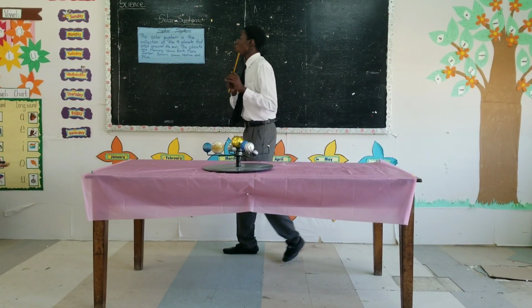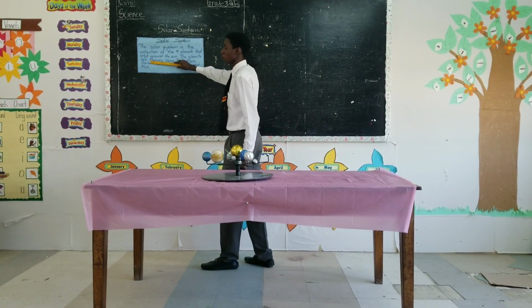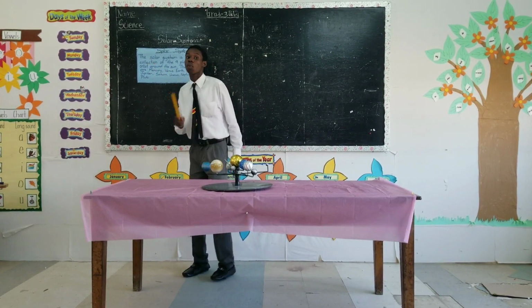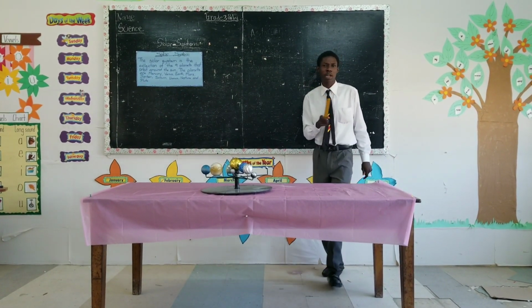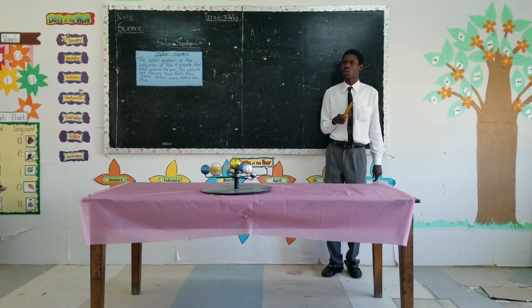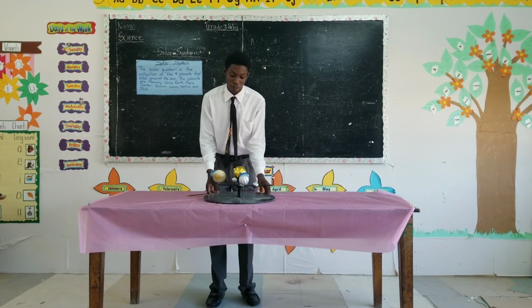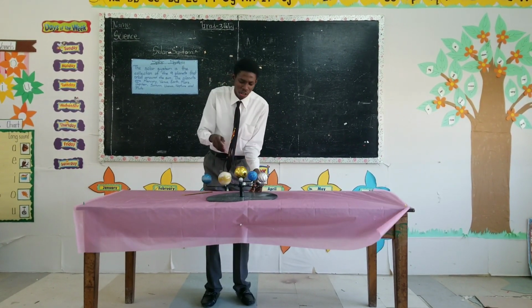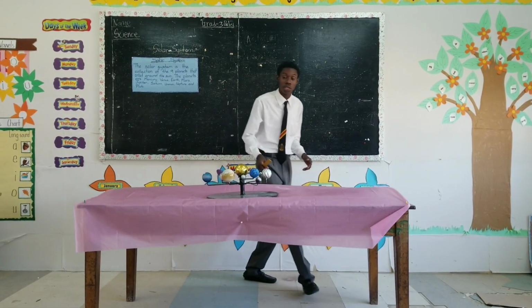Okay, now let's go over the planets. The planets are Mercury. What is the first planet? Mercury. Now, Mercury, I want you to pay attention. Have you ever heard of the planet Mercury? No? Nobody has ever heard of the planet Mercury? Now, here on this model, pay close attention. There's a small planet right next to the sun. It is the closest planet to the sun.